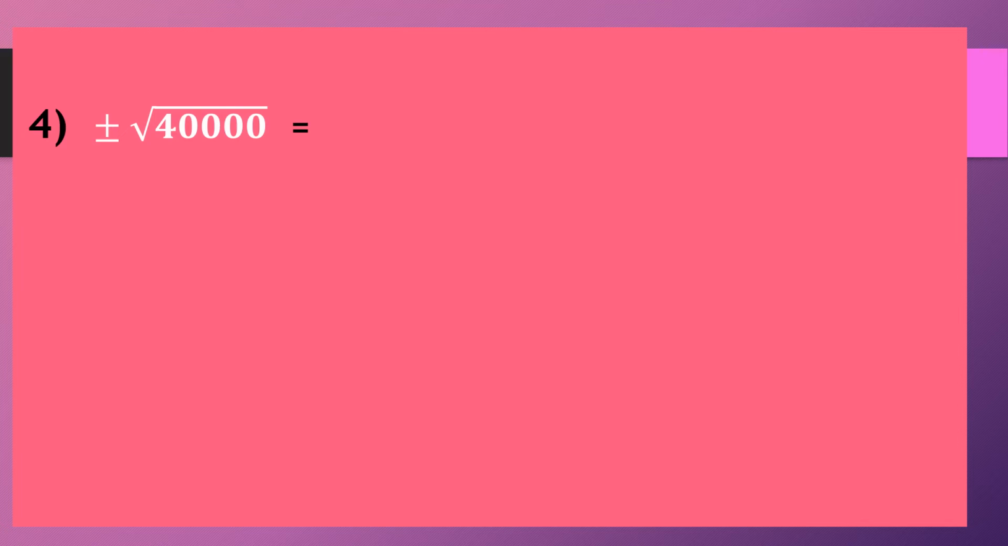Another example, positive negative square root of 40,000 is what? Positive negative 200, because 200 times 200 is 40,000. Okay. The square root of 81 over 100 all to the power 2. The power 2 under the symbol of the square root means that we take the absolute value of the number inside the squaring. So it will be 81 over 100.